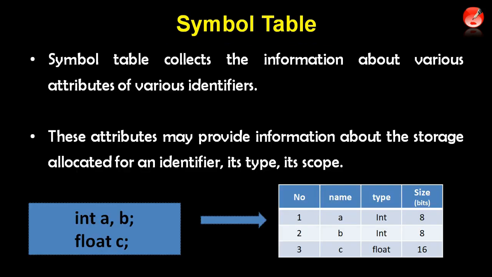Then the supporting phases are symbol table. In the high-level language program, we can use different variables and different constants. These are called identifiers. The processor should know the properties of these identifiers. So this information should be maintained in a particular data structure that is called symbol table. This example shows how these different variables are stored in the symbol table. Using this table, the processor can generate the different control signals to execute the program.